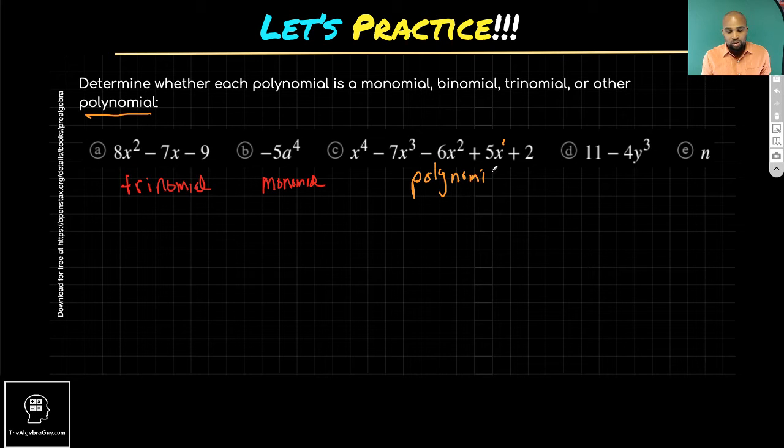So if you're taking notes, you want to write that down there. What about this one here? These are two different terms separated by a subtraction sign. This is going to be a binomial.